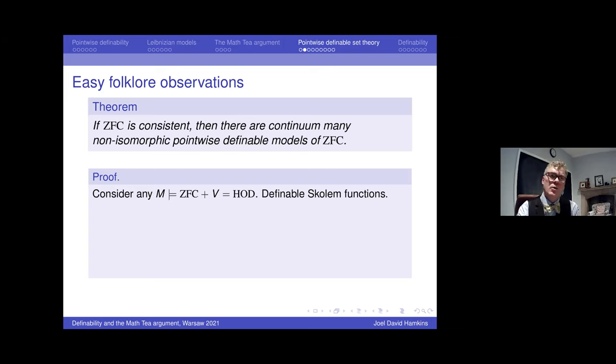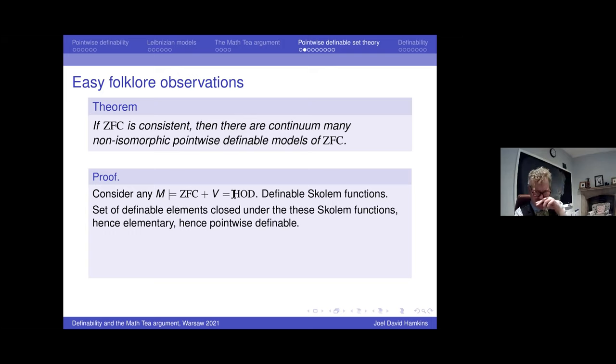Okay, if you have a model of V equals HOD, then if you look at the definable elements inside that model, it's closed under the Skolem functions because the Skolem functions are definable without parameters. And therefore the set of definable elements satisfies the Tarski-Vaught criterion, and therefore it's an elementary substructure. And so the definitions still work inside that model, but everything in that model was definable. So the collection of definable elements in a model of V equals HOD is itself a pointwise definable model of ZFC. Okay, that's the key idea.